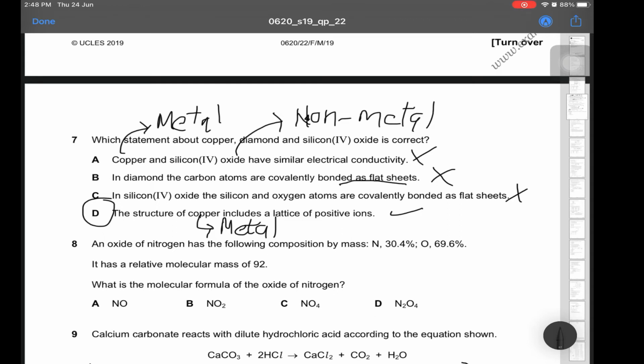Now, for question number 8, for this question you have to find the empirical formula. So I'll show you the simple method of finding the empirical formula for any substance. So here it is.